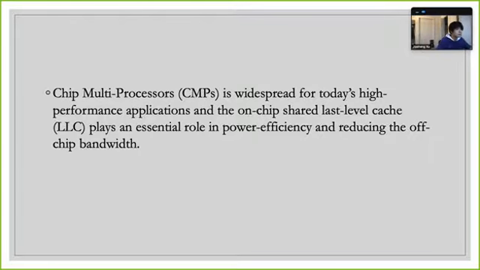As we all know, chip multiprocessors are widespread for today's high-performance applications, and the on-chip shared last-level cache plays an essential role in power efficiency and reducing off-chip bandwidth. Unluckily, a cache miss can make our program slower and consume more energy. So, we have to come up with some solutions to make our performance better.